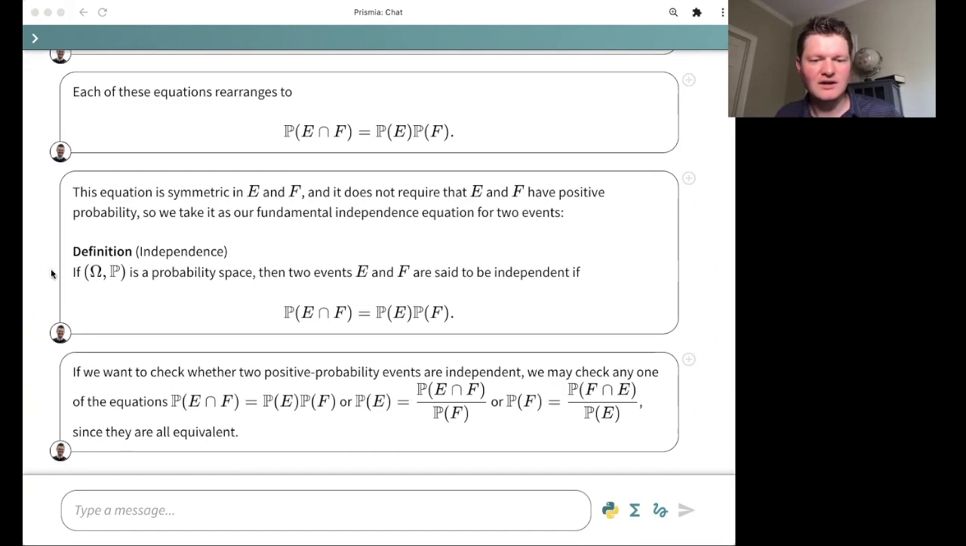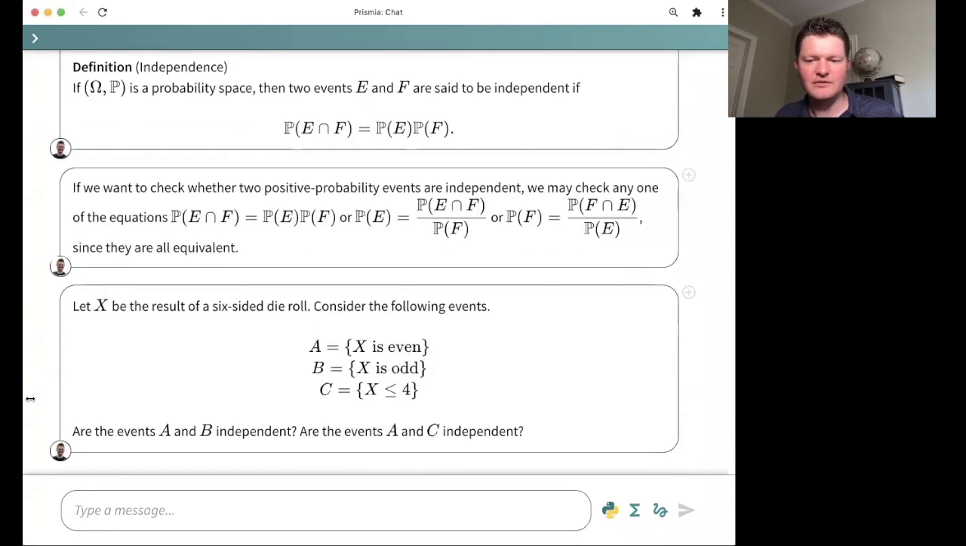So let's look at a concrete example. Suppose we have a six-sided die and we'll just roll it. And suppose that A is the event that we get an even number, B is the event that we get an odd number, and C is the event that the outcome of the roll is less than or equal to 4. So let's take these one at a time. I'll throw a question in here. How can we tell that A and B are not independent?